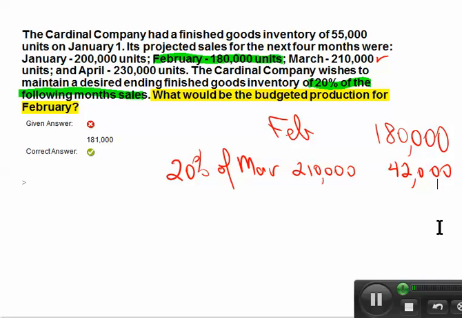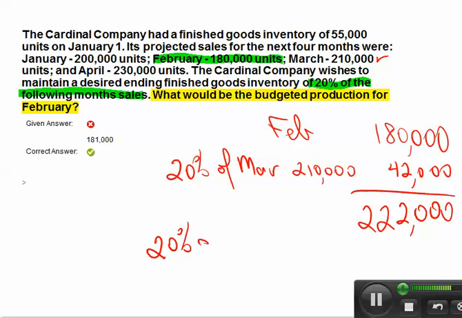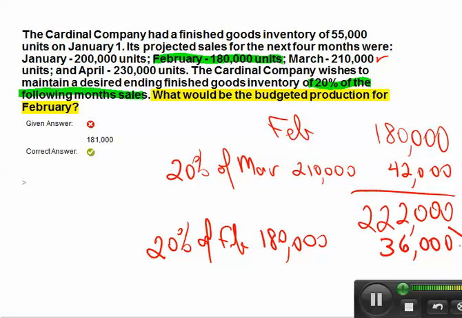Okay? So if I add that together, my total sum looks like 222,000. But I'm not done, because I started out with a beginning inventory. Remember, I started the month with 20% of my February sales, which was 180,000, and that looks like 36,000 units already on hand, so I don't have to produce those.